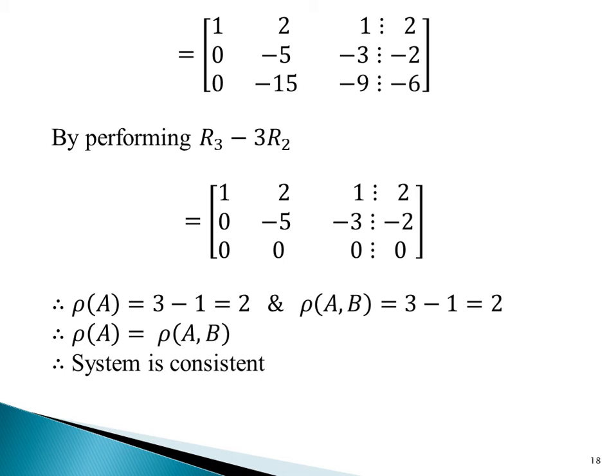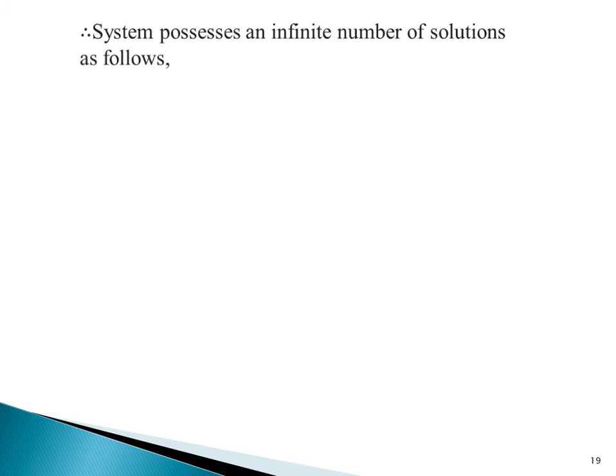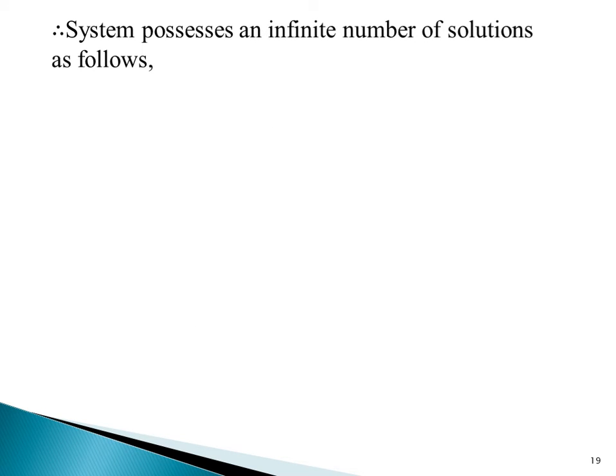Therefore the system is consistent, and once the system is consistent, it has either a unique solution or an infinite number of solutions. But here rank of A is equal to rank of AB, which is equal to 2, and which is less than the number of variables or number of unknowns, right. Therefore the system possesses an infinite number of solutions as follows.